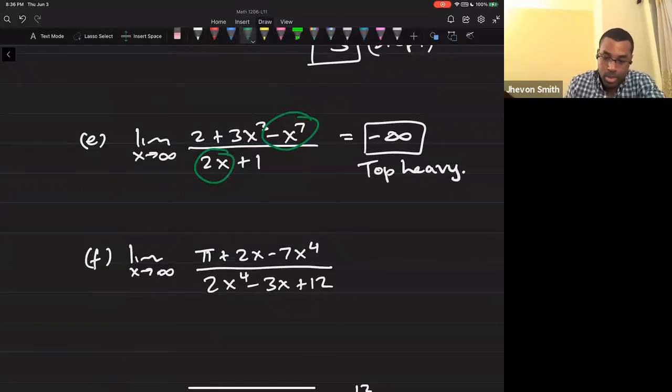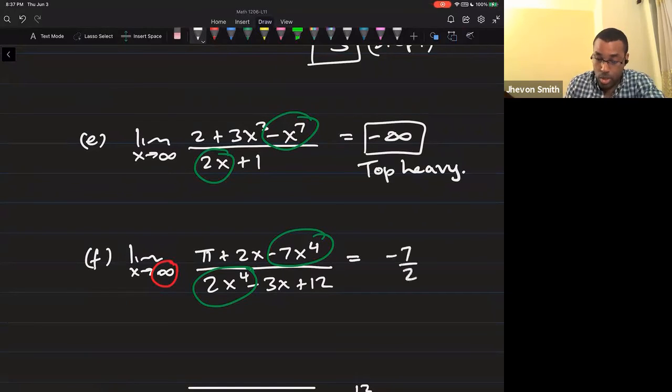This one, I notice it's a limit at infinity. So I look for the highest powers. Highest powers are the same. It's both x to the fourth. So it's going to go to -7/2 because of ratio of leading coefficients.